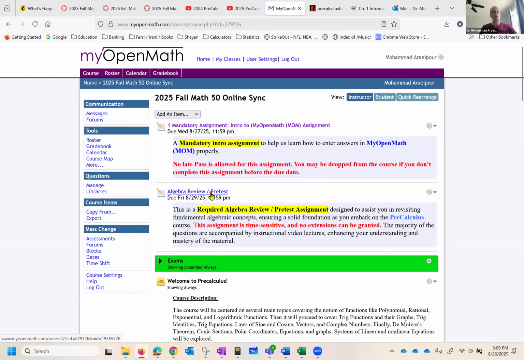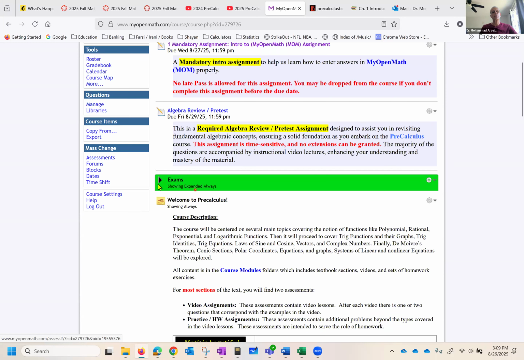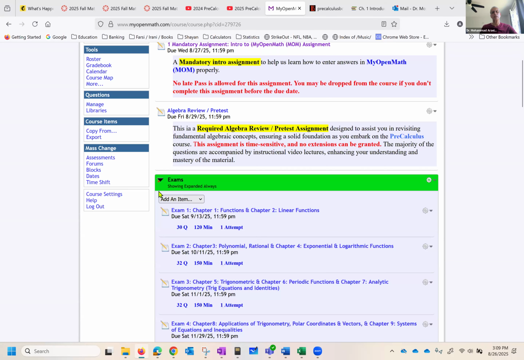The second one is Algebra Review. And again, the purpose of that is to make sure we know where we stand as far as prior knowledge of mathematics is concerned. For now, we don't have to worry about the exams, but you can expand it and see it. It gives you the information and it will be sent to you.